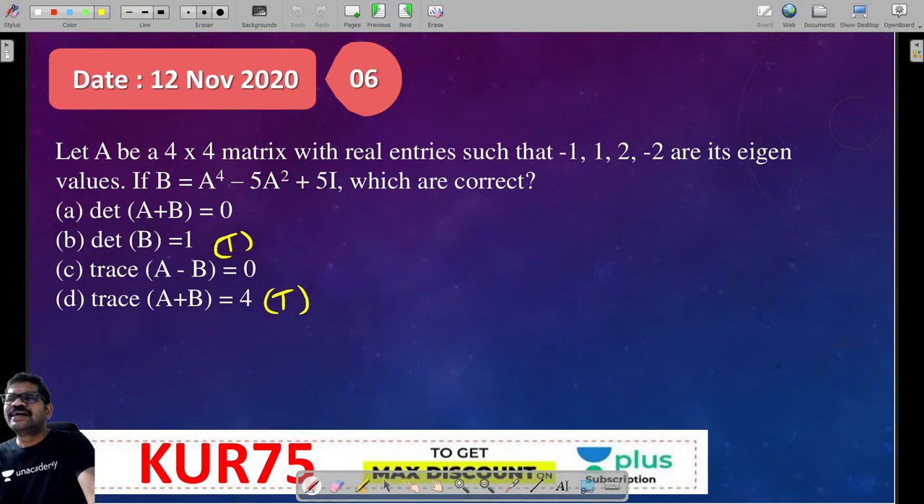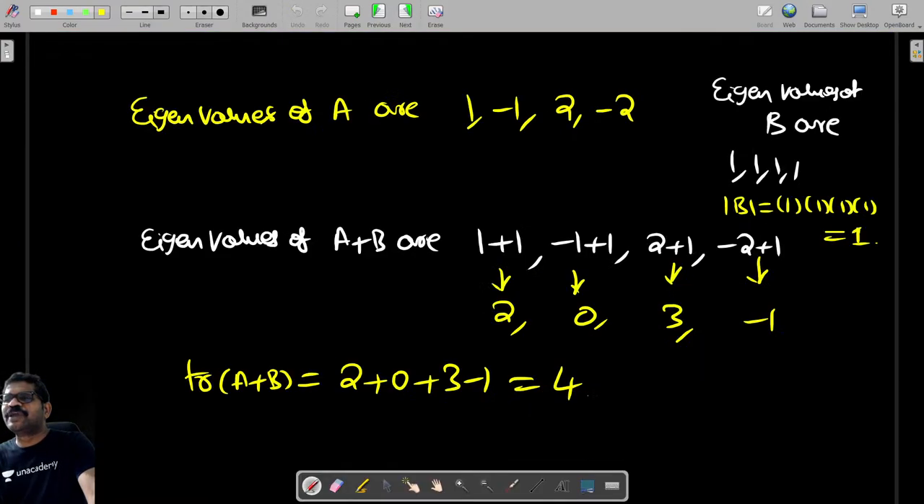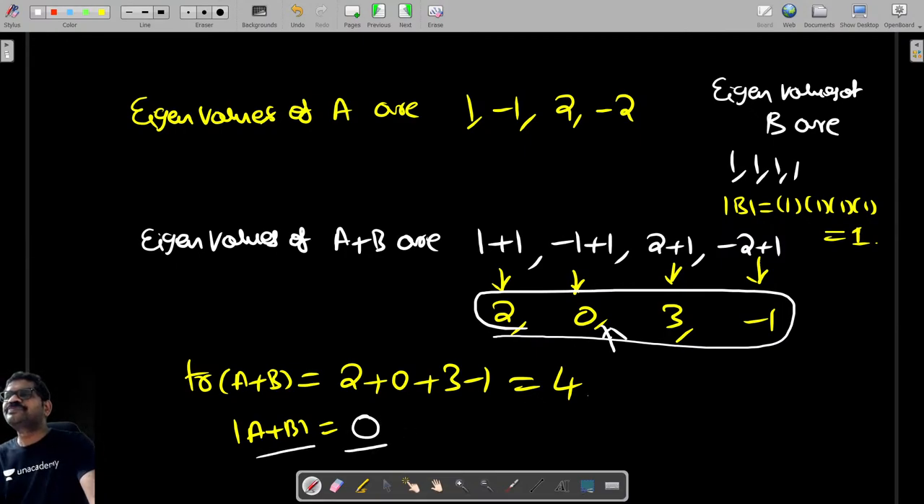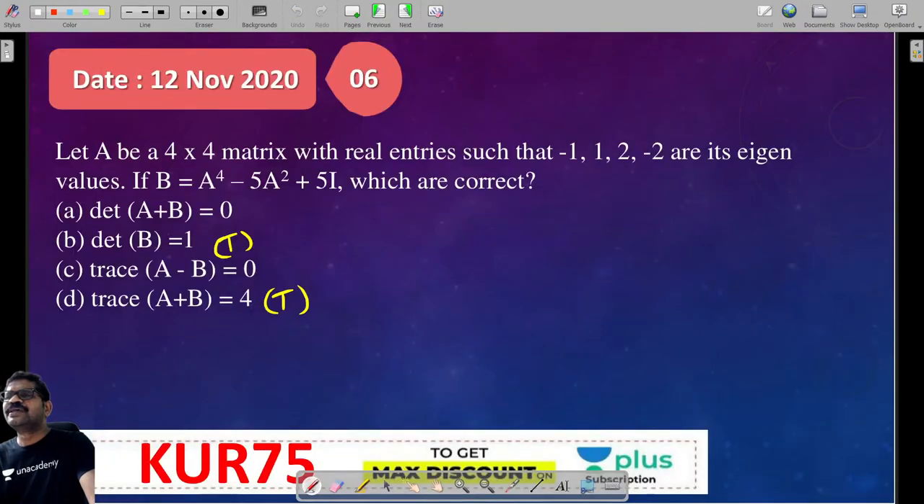Next, determinant of A plus B. Observe, determinant of A plus B equals the product of eigenvalues of A plus B. These are all the eigenvalues of A plus B. One of the eigenvalues is 0. Therefore, the product is 0. So, determinant of A plus B is 0. That's why the first option is also true.